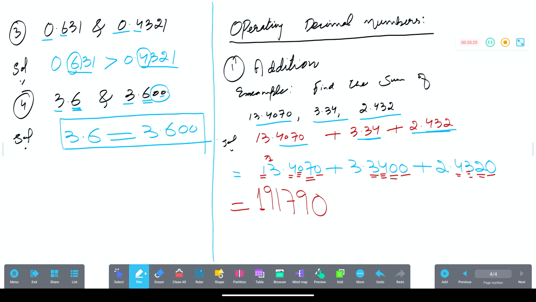This is usual addition, normal addition. Now where you have to put a decimal point? Check the number of digits after the decimal point. 1 2 3 4. Starting from the right extreme side, 1 2 3 4. Here it will be the decimal point.